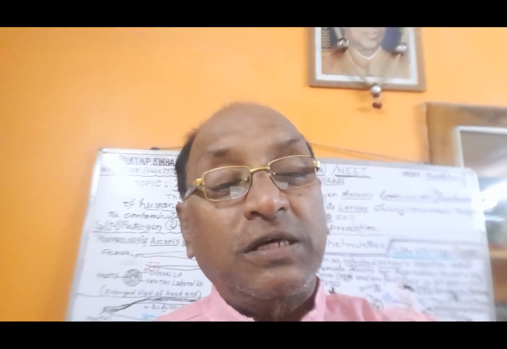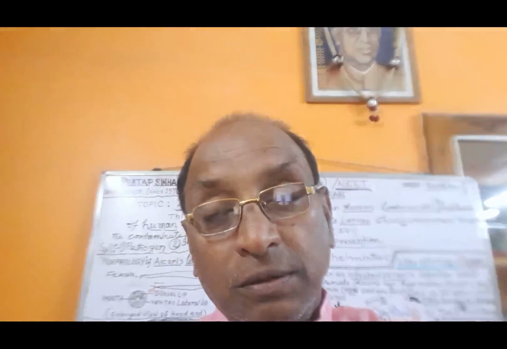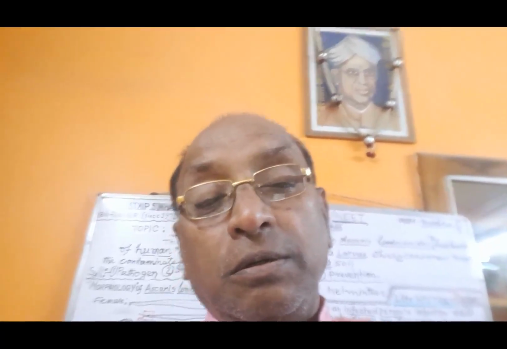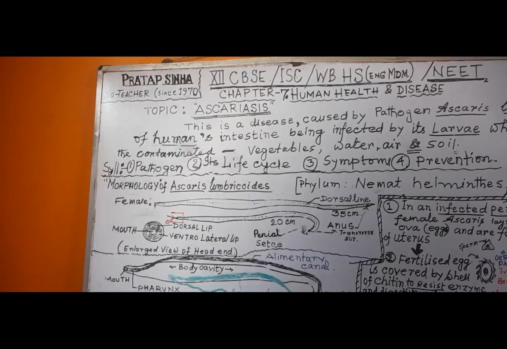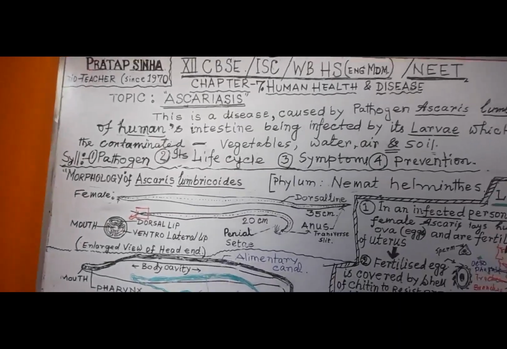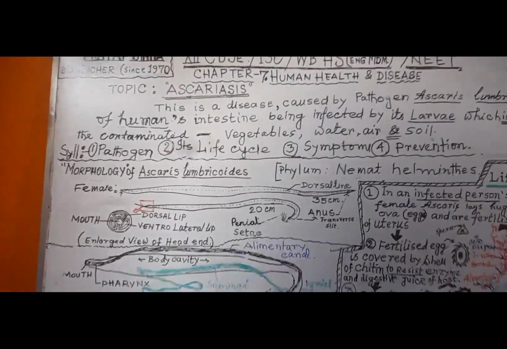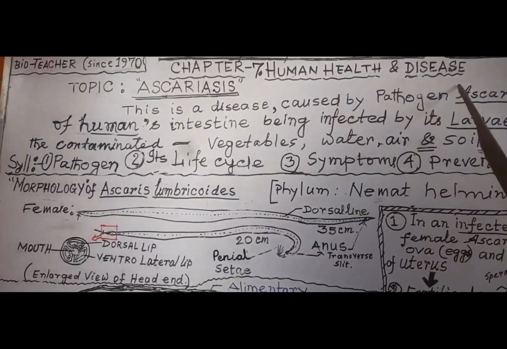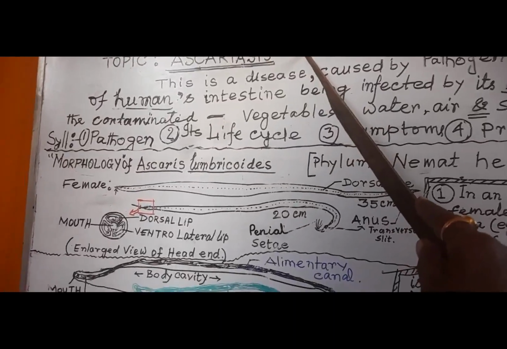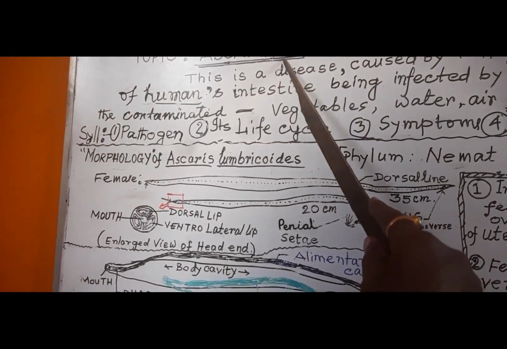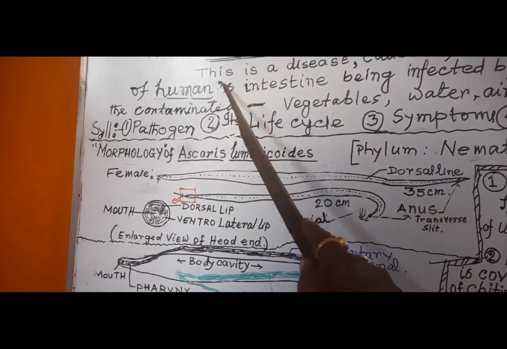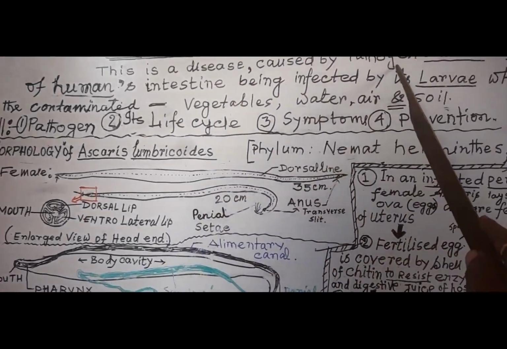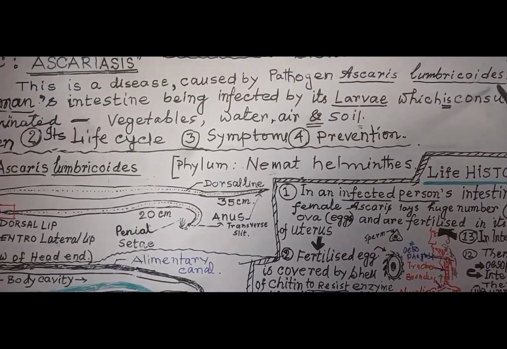Today we shall discuss the syllabus of class 12, the course Human Health and Disease, Chapter 7, and the topic is Ascariasis. This is a disease caused by the pathogen Ascaris lumbricoides.